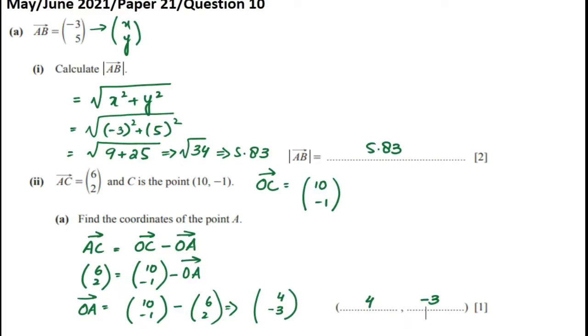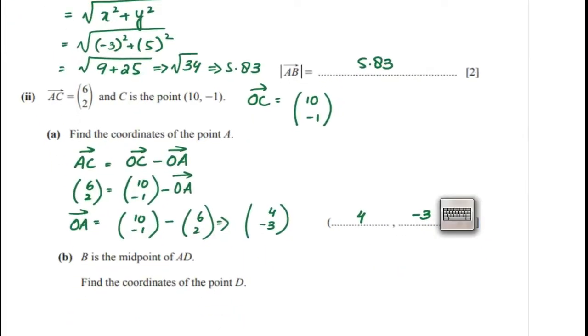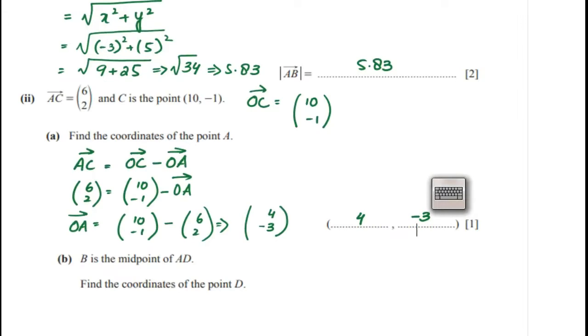Okay. Now next part we have, here they are saying B is the midpoint of AD. Find the coordinates of the point D. B is the midpoint of AD. So it means that if we have line AD, then B is the midpoint. So find the coordinates of the point D.